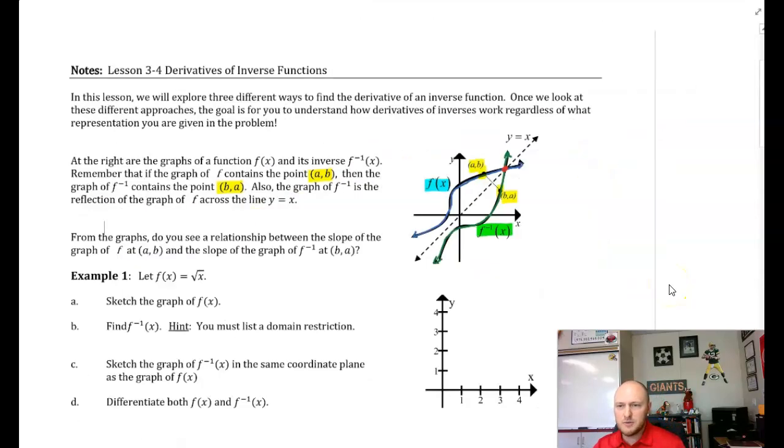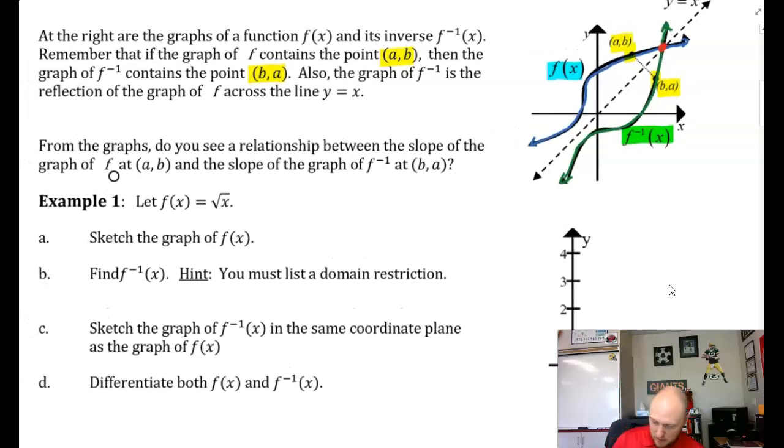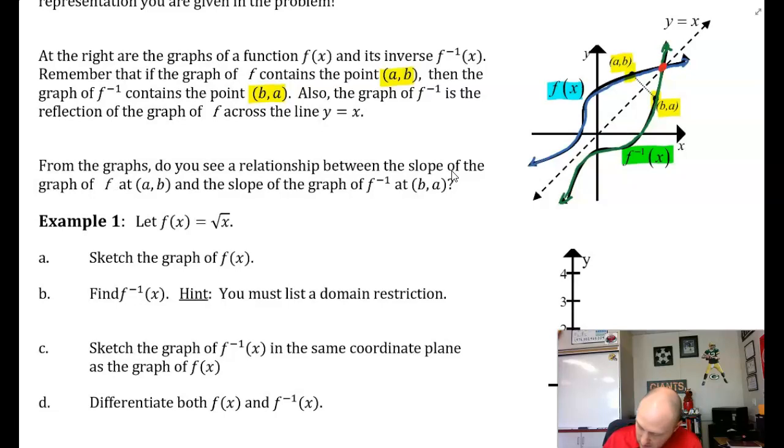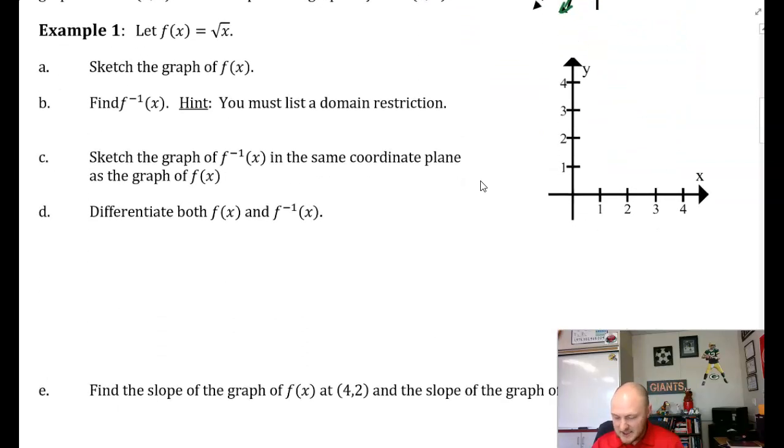Okay, and just from the graphs, do you see a relationship between the slope of f at a comma b and the slope of f inverse at b comma a? I'll draw a quick little tangent line. You can see the slope there for that function, and then the slope here for this one. Is there any type of relationship between those tangent lines? That's what we're going to investigate today, and we're going to answer that question. Let's start out looking at example number 1.